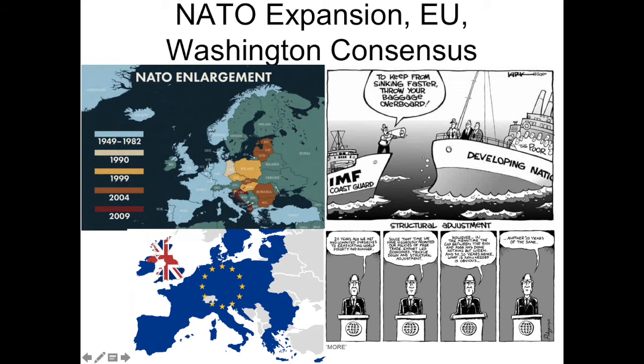The next section you have in your Unit 9 review packet discusses NATO expansion, the European Union, and the Washington Consensus. NATO was an institution and a system of alliances that aimed to contain the Soviet Union. Of course, with the end of the Cold War, the reason for being for NATO basically changes. And so the institution searches for purpose, so to speak.